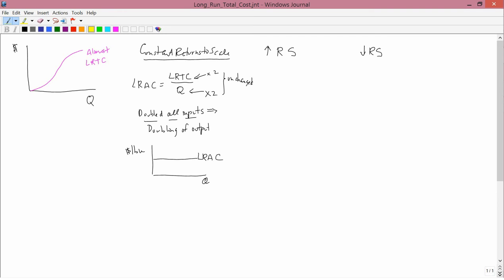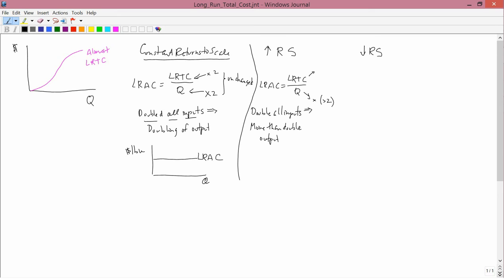Let's think about increasing returns to scale. Again, look at long-run average cost. It's long-run total cost divided by quantity. Suppose you double all inputs. With increasing returns to scale, that means you more than double output. Now let's think about the fraction. You more than double output, and so the denominator gets multiplied by something that's bigger than 2.